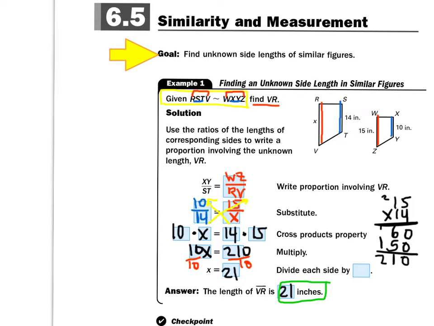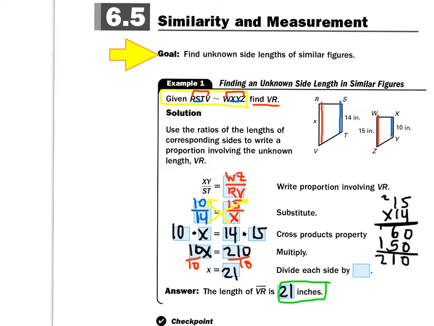Now with my blue, notice how they wanted me to compare XY and ST. So I found XY, the two middle letters, and ST, the two middle letters. With my blue, I made XY and ST. So this is how we'll set up our proportion.